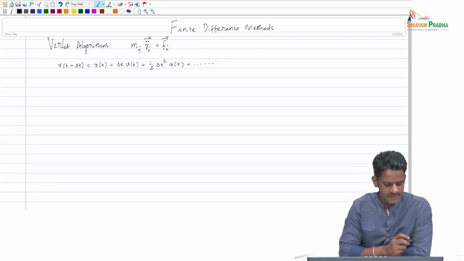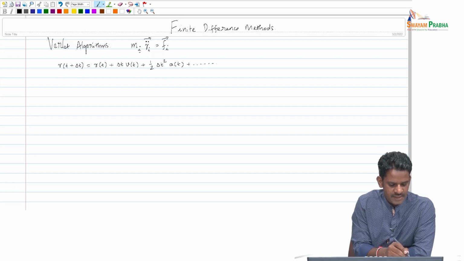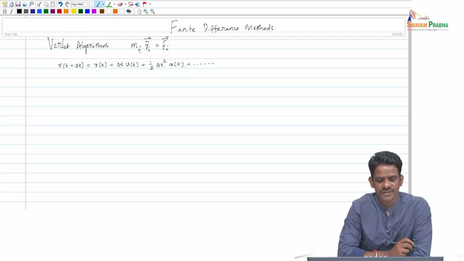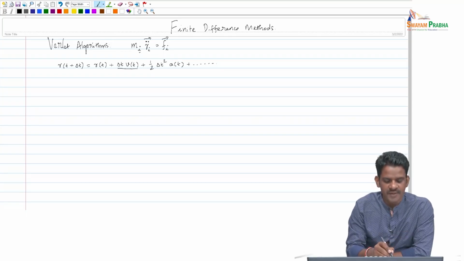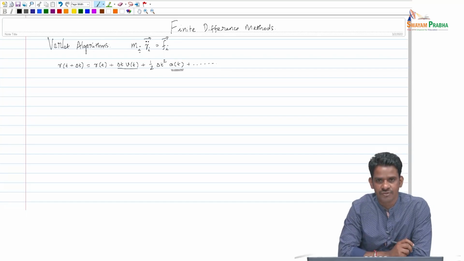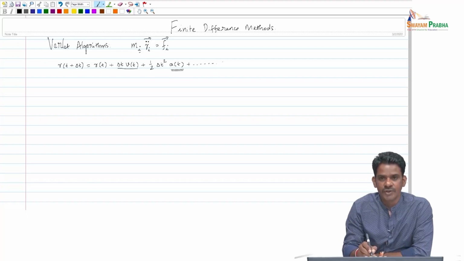Here we want to update the position at t plus delta t using the information at position t by expanding using Taylor series expansion about time t. The first quantity here is the position at time t, the second quantity is delta t times the first derivative of position, which is velocity, and the third term is the second derivative of position with respect to time, which is nothing but the acceleration. And then we can ignore the higher order terms in this equation.